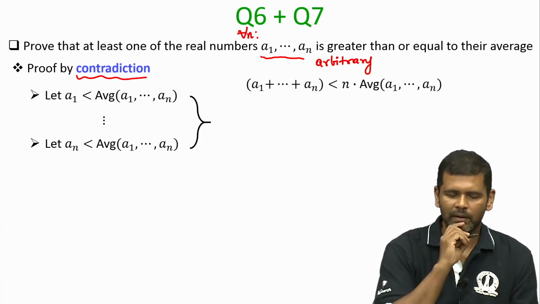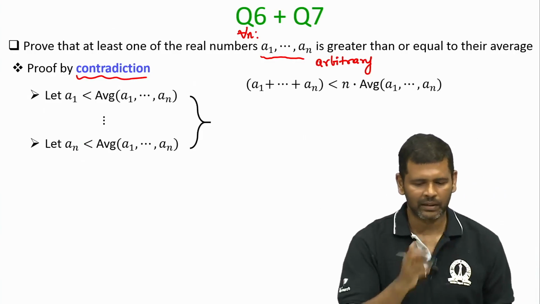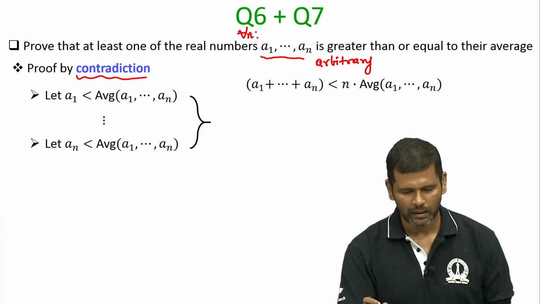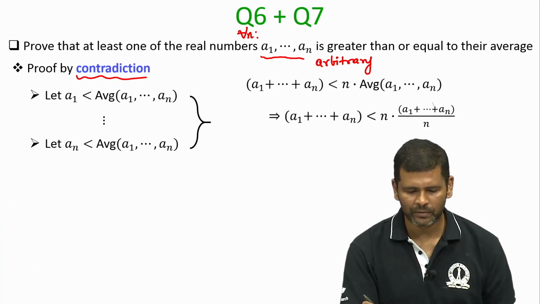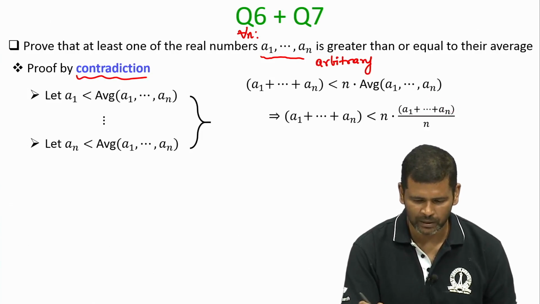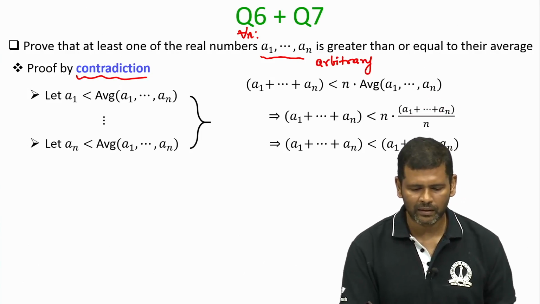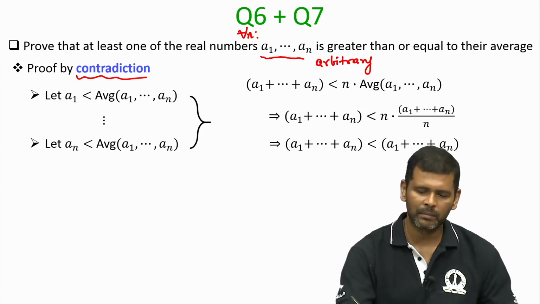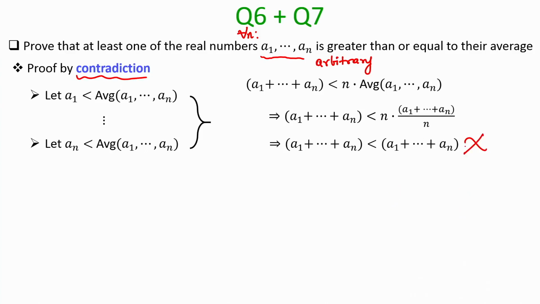That is a contradiction. Now, if I add these n inequalities, I get this inequality, and if I substitute the value of the average by this formula, I come to the conclusion that the summation of n numbers is less than the summation of n numbers, which is not possible, which is a contradiction. That means assuming this leads to a false conclusion, so the statement is true. You take any n arbitrary real numbers, they could be positive, negative, same, different, at least one of them will be greater than or equal to their average.